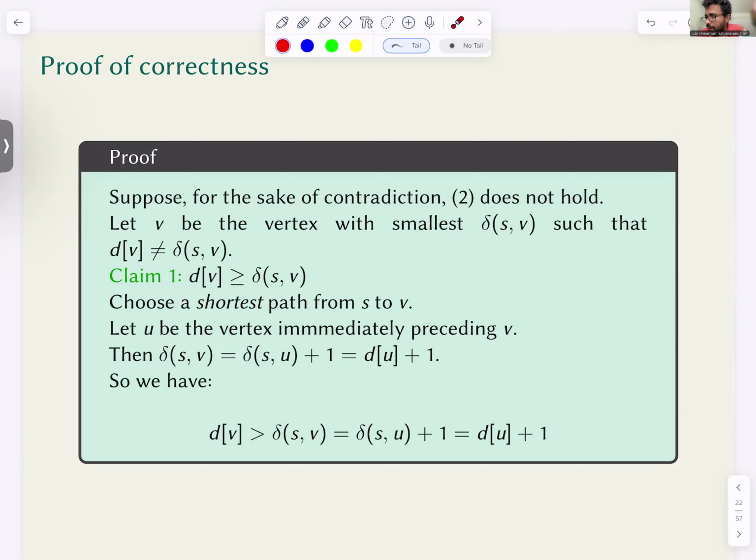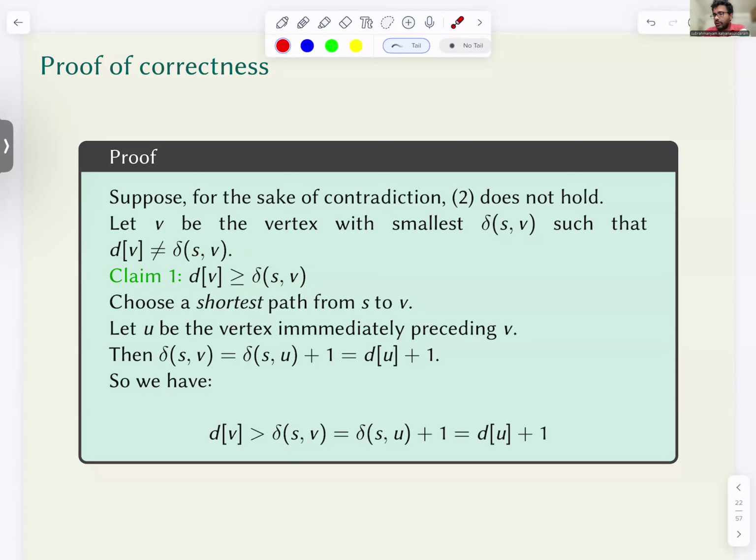Suppose there are many vertices where this is not true. Pick the vertex with the smallest actual distance for which this is not true. Again, delta SV is the distance from S to V, and dV is the algorithm value. The first claim is that dV is greater than or equal to delta SV, meaning dV is not smaller. This is claim 1. We'll prove this later, but right now we'll just use it and go ahead. Each one of these is not that difficult to see; I've just broken them down into very small things.